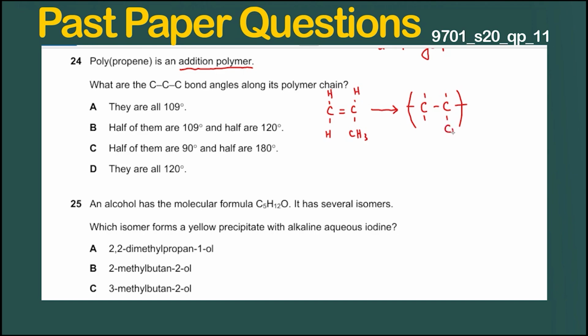Here we have CH3, hydrogen, hydrogen, and hydrogen. All the atoms are making single bonds, so it must be tetrahedral in shape. Tetrahedral. And whenever there is tetrahedral geometry in the molecule, it will have a 109-degree angle. So A must be your answer.